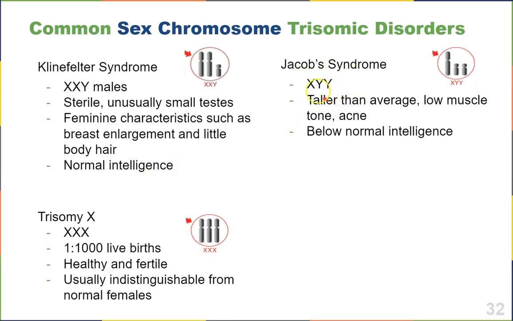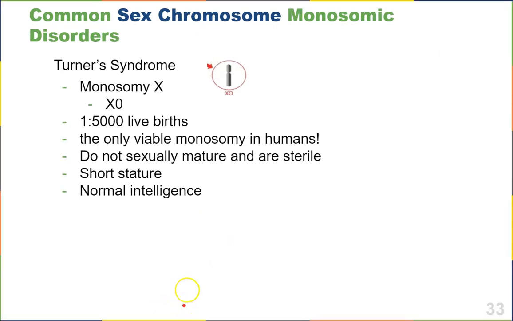If we look at Jacob syndrome, XYY, we're going to have two Ys here. Usually taller than average, low muscle tone, acne, below normal intelligence. Because we don't have Y inactivation, that's not a real thing, it's going to affect more than just a few characteristics. And then trisomy X, usually normal, female, healthy and fertile. Because we have that X inactivation, typically indistinguishable from other females.